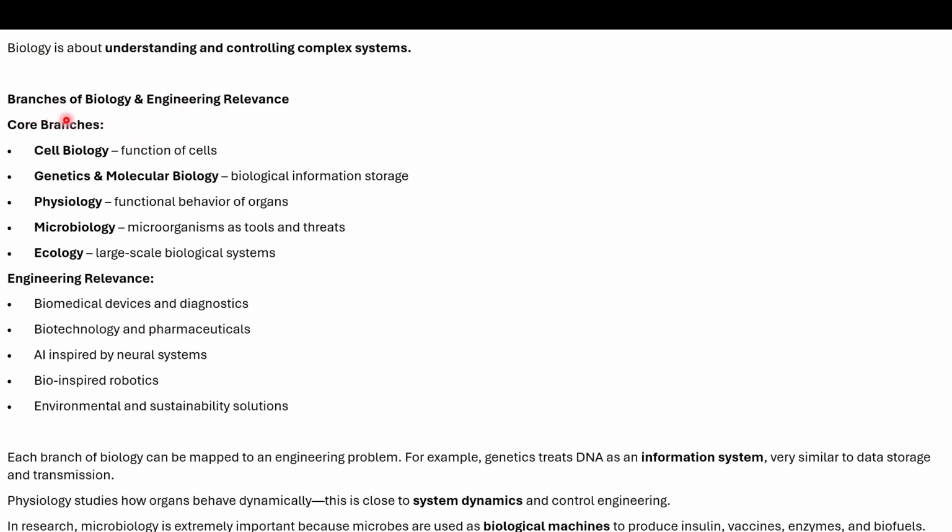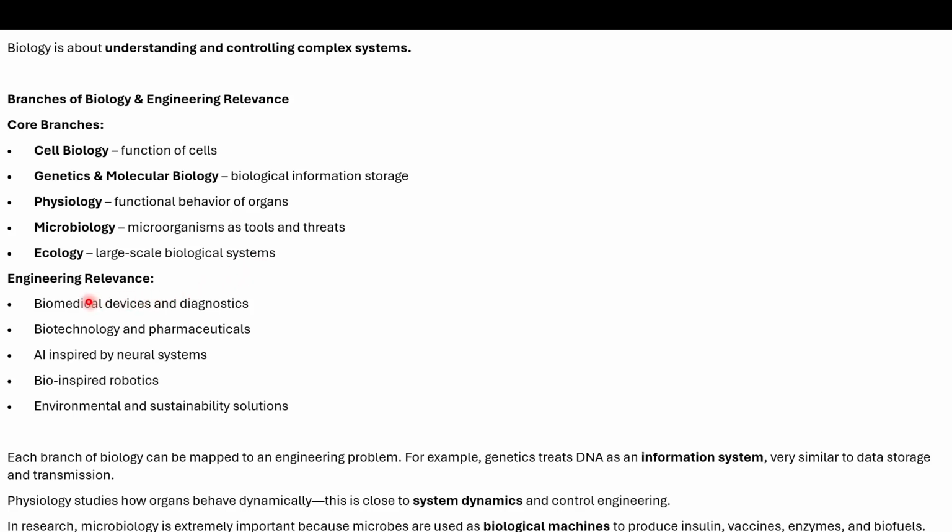So, there are a few core branches of biology, like cell biology, which basically studies the functions of cells and the metabolism going on therein. Genetics and molecular biology study biological information storage, how and why these things are carried by the cells. These are what is covered under this particular branch broadly. And physiology studies the functional behavior of organs. Microbiology studies microbes, and ecology studies large scale biological systems.